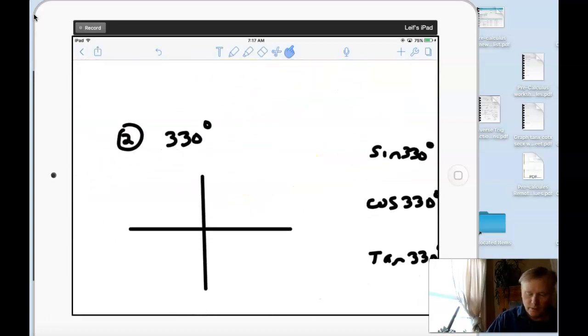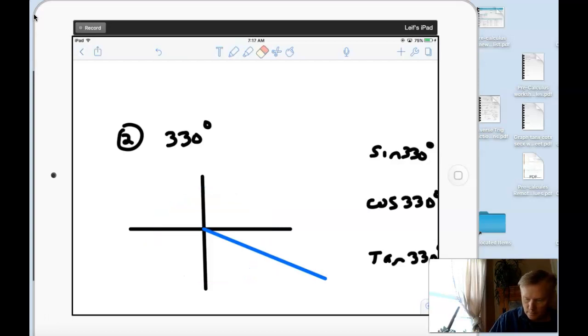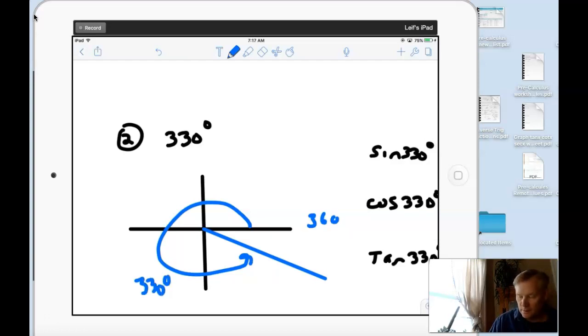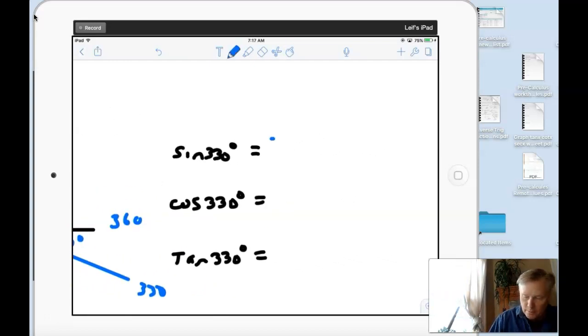Next one, same directions, 330 degrees. So going all the way around the circle would give me 360 degrees, which means I'm going to come up a little short. In fact, if this is 360 and this is 330, if I subtract them, you get a 30-degree reference angle. Now, since I'm in the fourth quadrant, the sine will be negative, cosine will be positive, and the tangent will be negative.